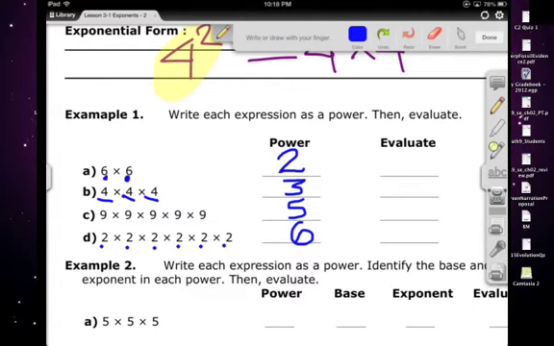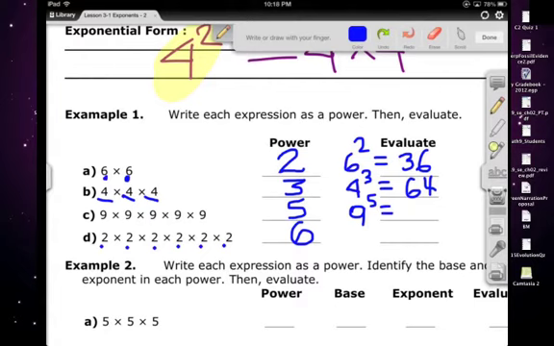6 times 6 equals 36. 4 to the third power is 64. 9 to the 5th power I will leave to you. I don't have those ones memorized. But 2 to the power of 6, that is one we could deal with pretty quick. 2 times 2 is 4, times 2 is 8, times 2 is 16, times 2 is 32, times 2 is 64. There you go.